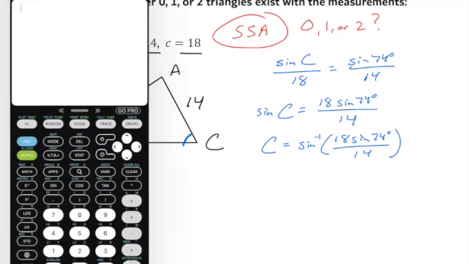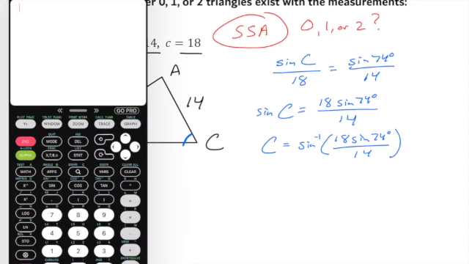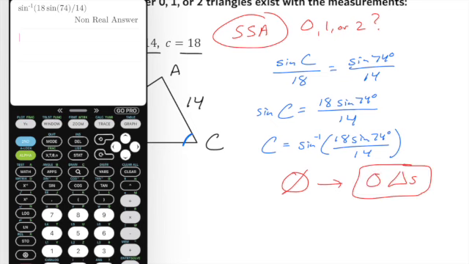So let's bring out the calculator here. Inverse sine of 18 sine of 74 divided by 14. And we get a non-real answer. That's the calculator's way of telling you this is an impossible scenario. So this would be 0 triangles possible.